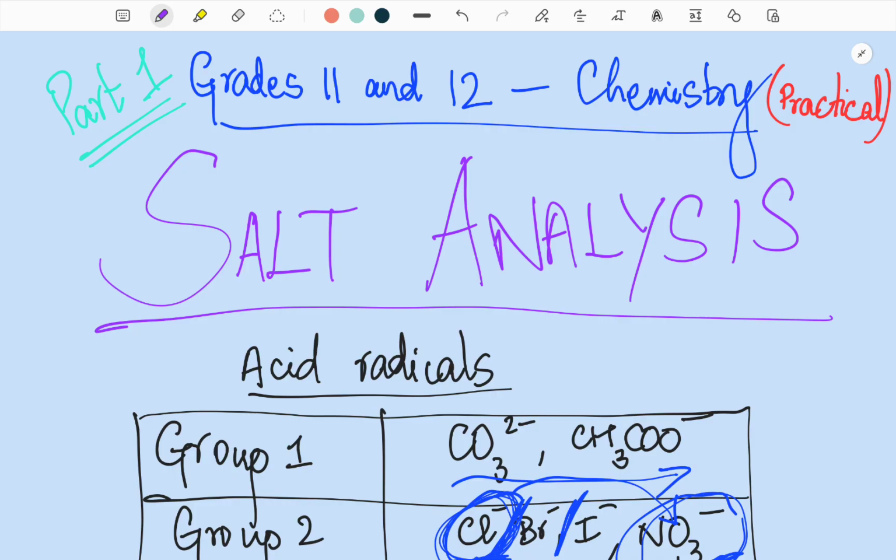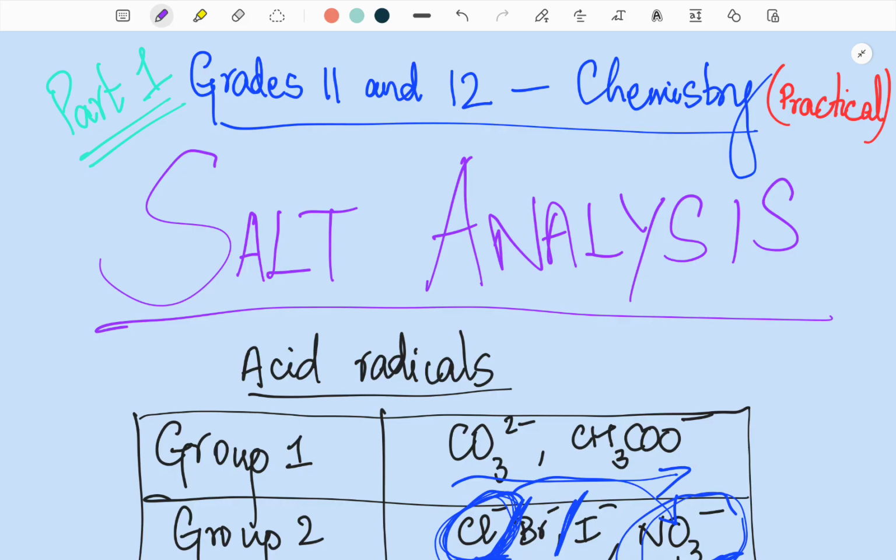Then if you are not getting any characteristic vapors, you need to heat the test tube and add a paper ball, or you can even use copper turnings. If you are getting a brown gas evolved, then the brown gas is nitrogen dioxide, which indicates that nitrate ion is present. Then moving on to group 3, we have sulfate and phosphate.